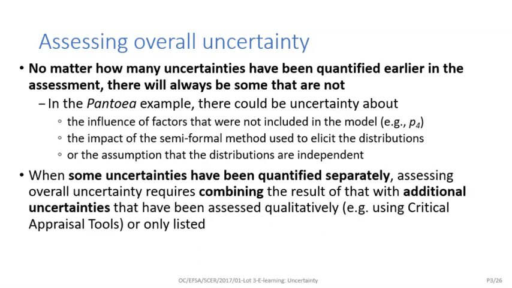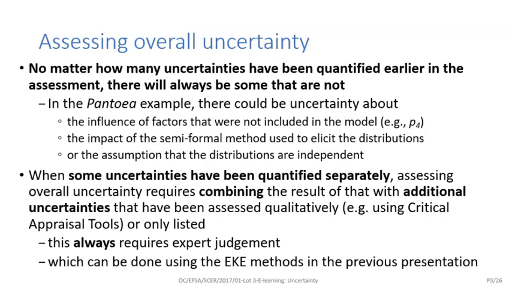When some uncertainties have been quantified separately, assessing overall uncertainty requires combining the result of that with additional uncertainties that have been assessed qualitatively, for example using critical appraisal tools, or only listed. This always requires expert judgment, which can be done using the e.g.P methods in the previous presentation.